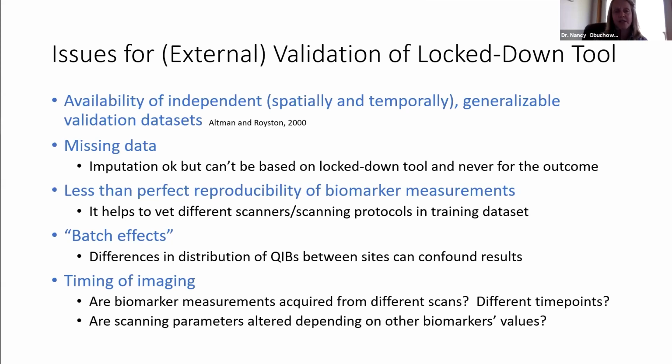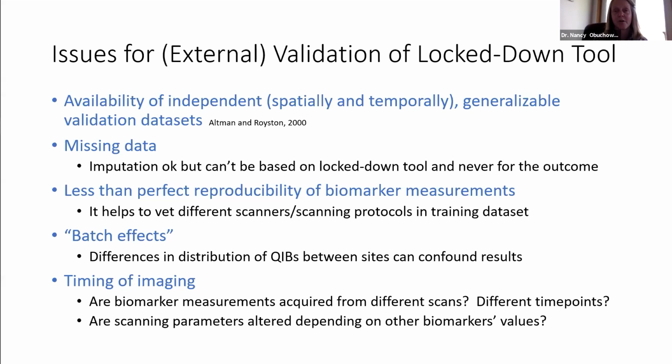There's no doubt that when you get this validation data set, no matter how rich it is, there's going to be missing data, variables that you wanted to put into the model to build your model that aren't going to be there. So imputation is a great approach, but too often I see investigators using the lockdown model itself to help with the imputation. And that is really cheating. So you can use other patients in the study that are similar to that patient, but you can't use the lockdown model itself for the imputation.